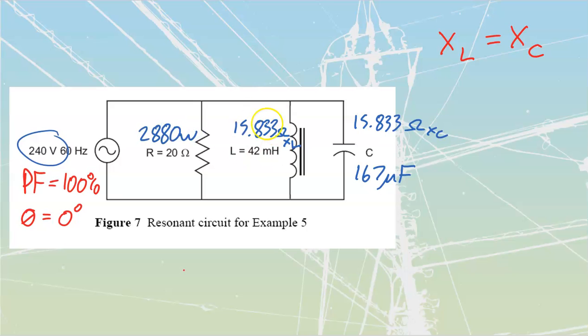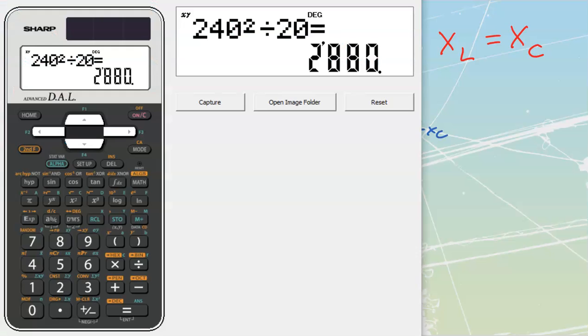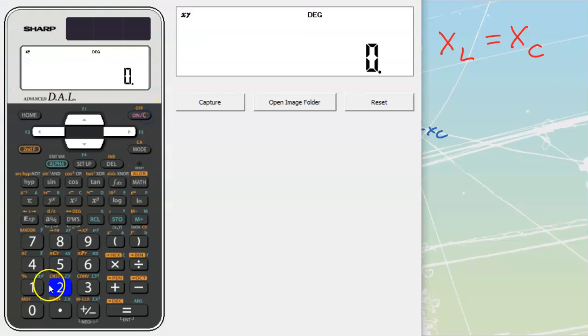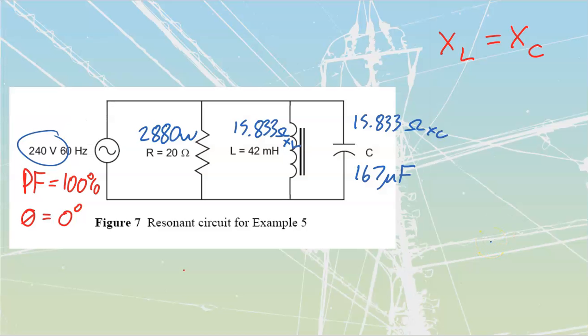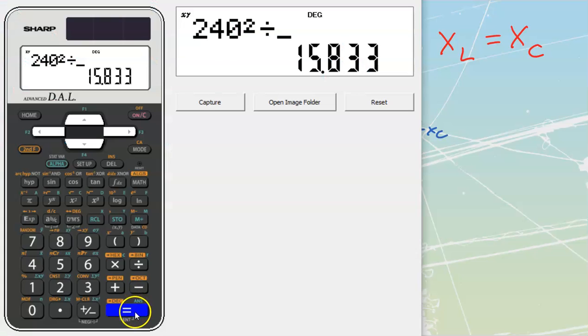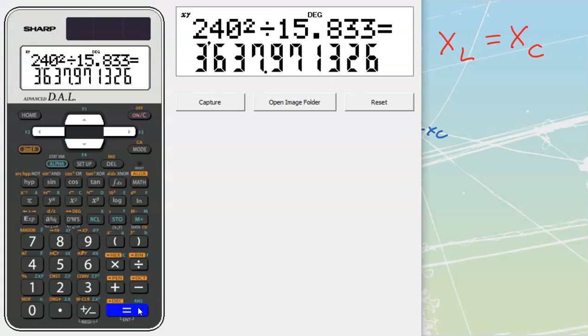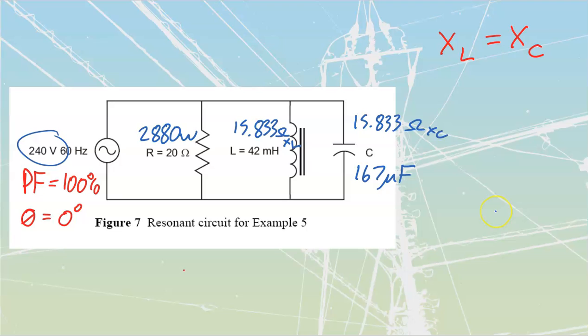We'll then move on to this one over here. Our inductor, same deal, 240 squared divided by, now we're going to go into my XL. Don't be using the straight inductance that we have, but use that XL of 15.833. Ooh, I think I went too far there. I only have 2 decimals yet. And that equals a value of 3,637, so 3637, and if I take a look, it's 0.97, so that's going to round up to 0.98 to 0.99. We're just going to call this 3638 vars that we are going to have.